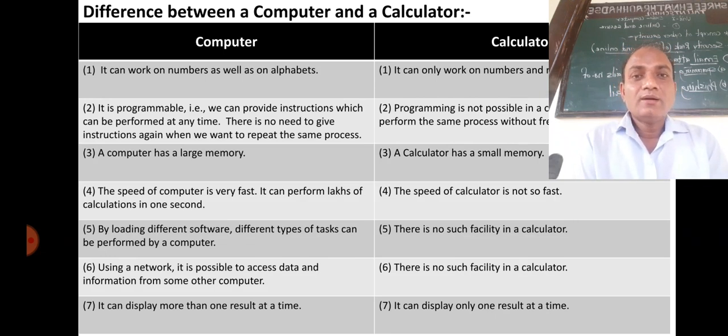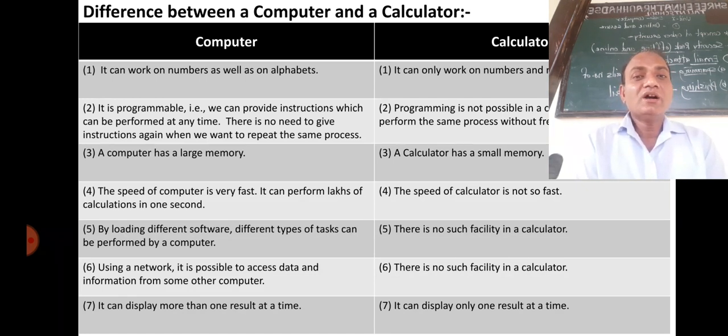Next difference: by loading different software, different types of tasks can be performed by a computer. Means the computer can load in its memory different software, different programs and different types of tasks at a time. This can be done by the computer, but there is no such facility in a calculator. The calculator can do only the calculation part. It cannot do the other parts.